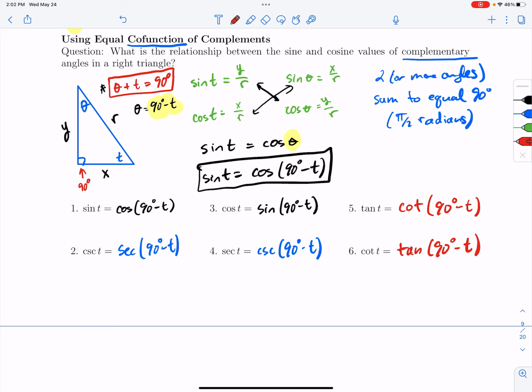All right, so this is how the cofunction relationships work, and we'll see how this is useful here in a moment. One other thing to note is that 90 degrees here can be replaced by pi over 2 in each of these six equations if our angle is in radians.